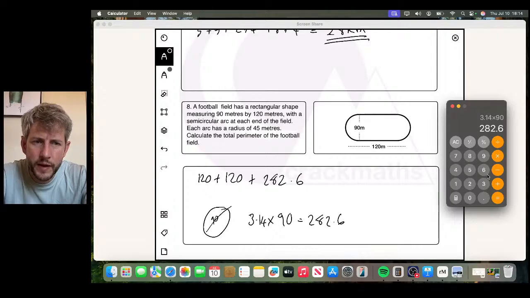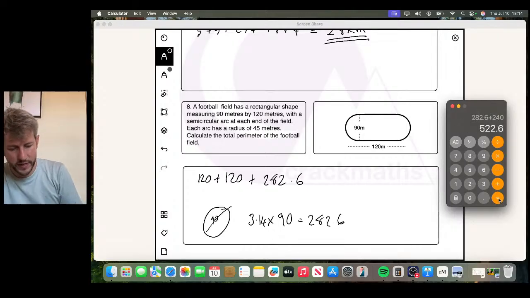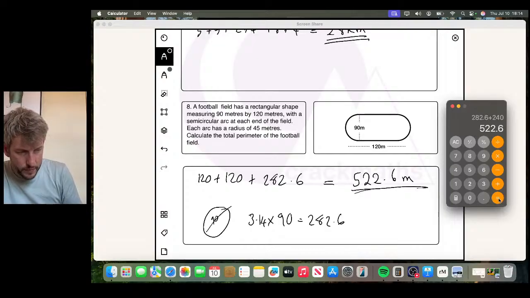So then let's do 282, and then let's add 240, because that's 120 and 120. So altogether this would be 522.6 meters.